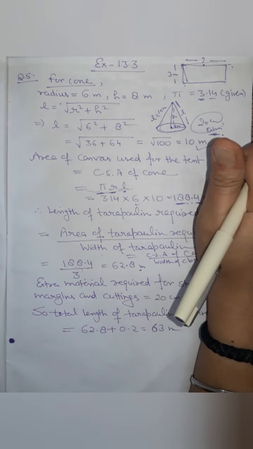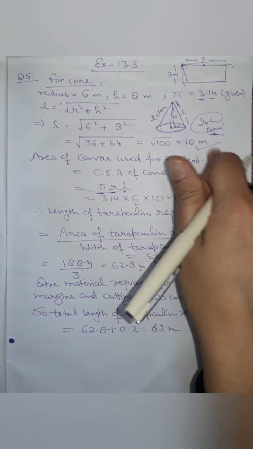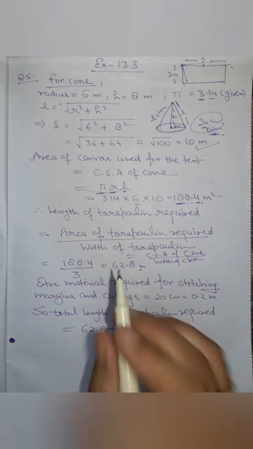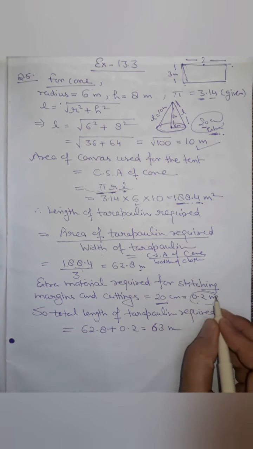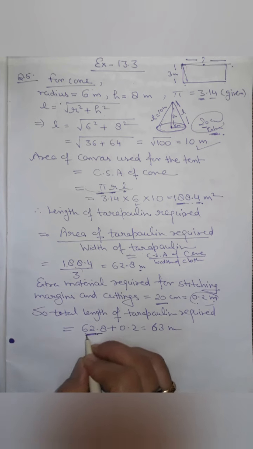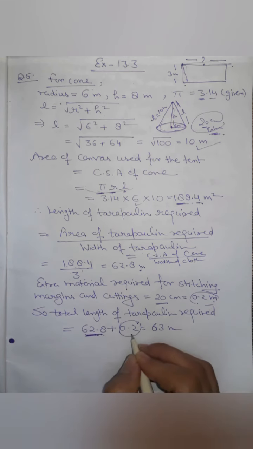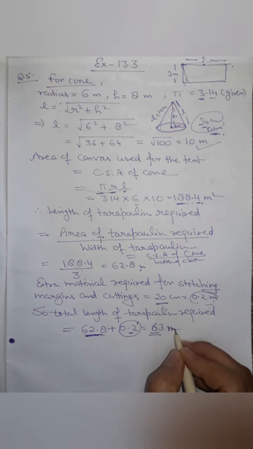Now how much is required for making the margin and for stitching and wastage? That is 20 centimeter extra cloth is required. So if we convert 20 centimeter in meter, we get 0.2 meter extra is required. Actual length for cloth is this, and this one is for wastage or stitching or margin. So 62.8 plus extra required length will be added, and we will get 63 meter.